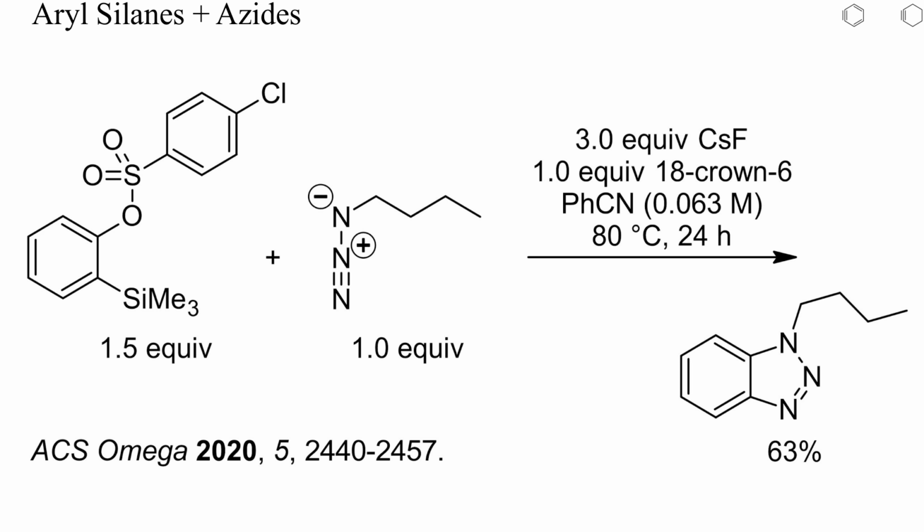Not only triflates but also arene sulfonates can be suitable leaving groups for the generation of arynes, as shown here. The intermediate benzyne underwent 1,3-dipolar cycloaddition with butyl azide in fair yield.